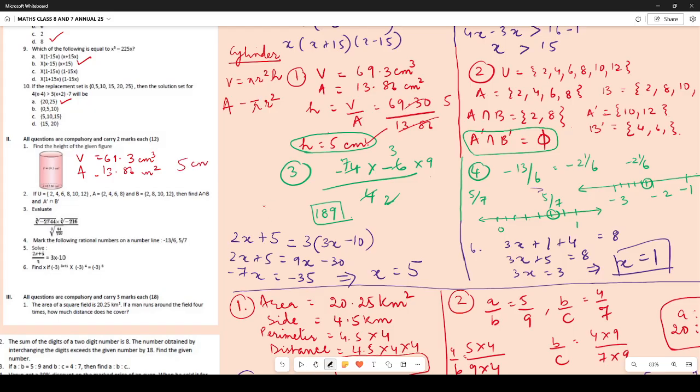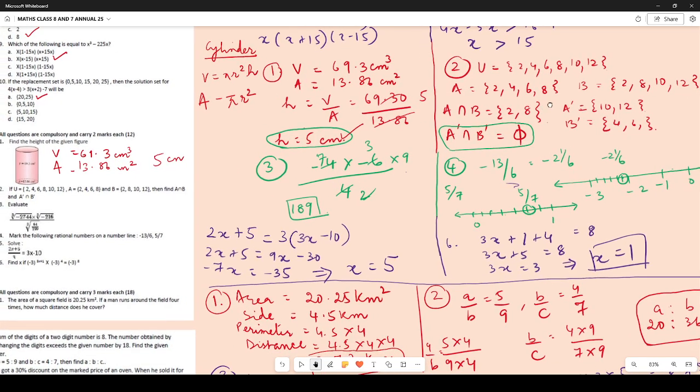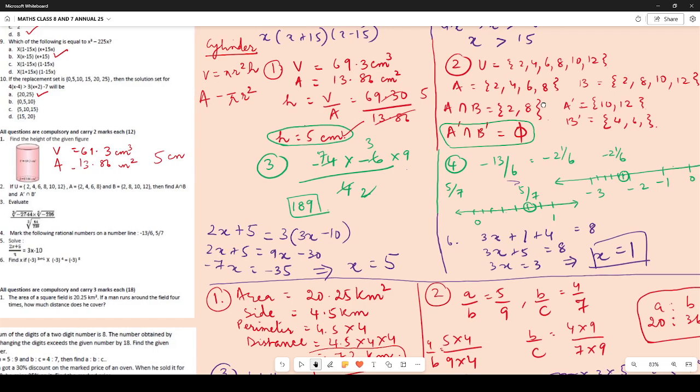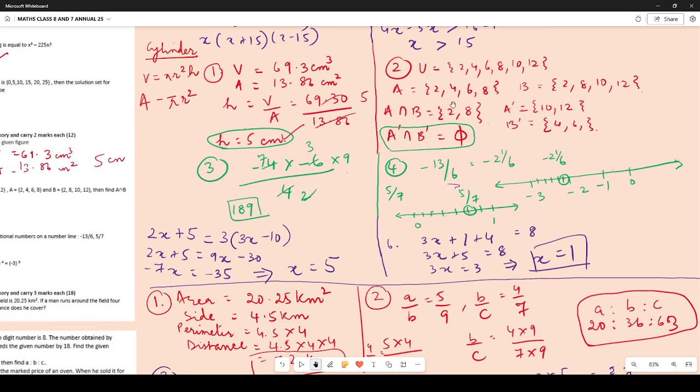Now let us move on to question number 2. So the universal set is 2, 4, 6, 8, 10, 12, and A is 2, 4, 6, 8, B is 2, 8, 10, 12, and we have to find A intersection B. So A intersection B means what is common to A and B. So we see 2 in both, 8 in both. So we have A intersection B is 2 and 8.